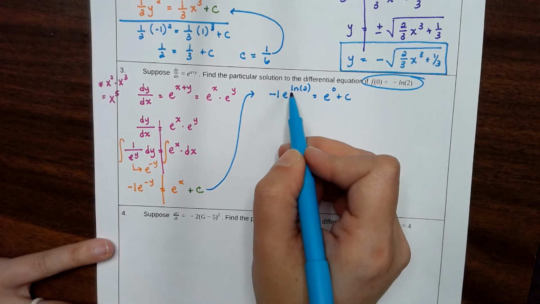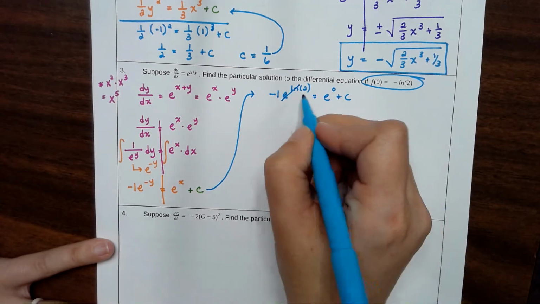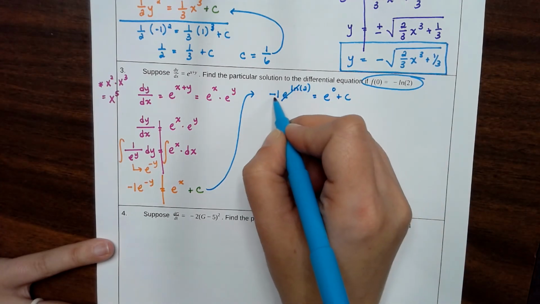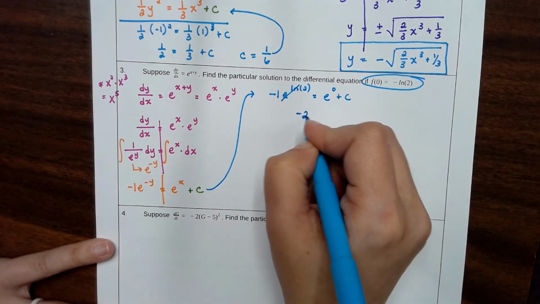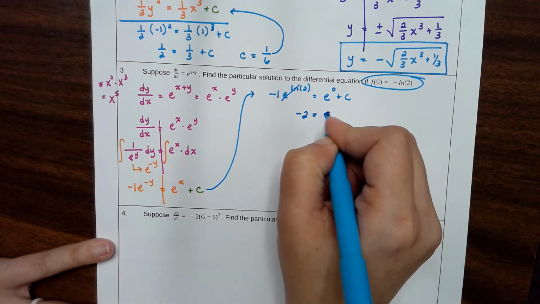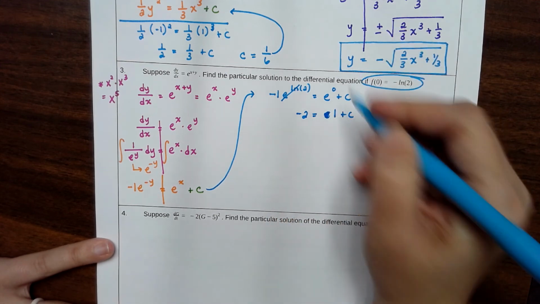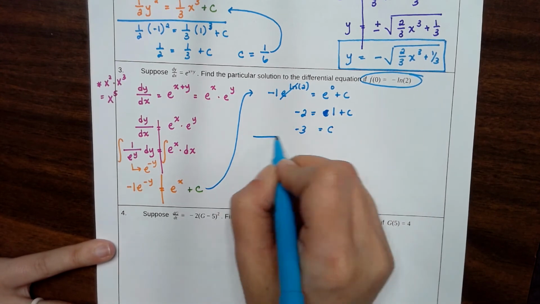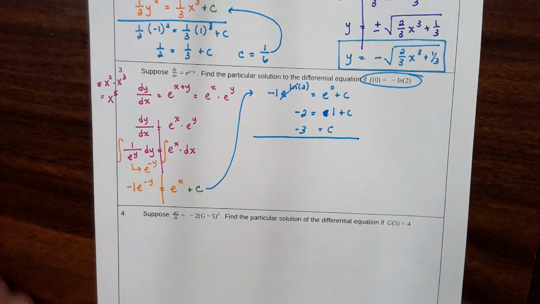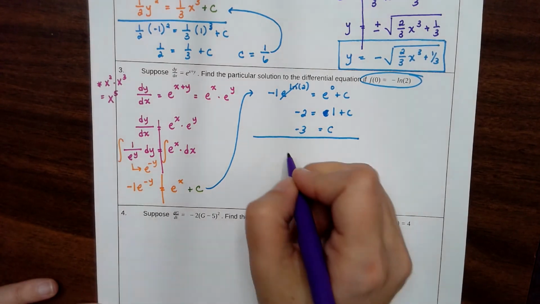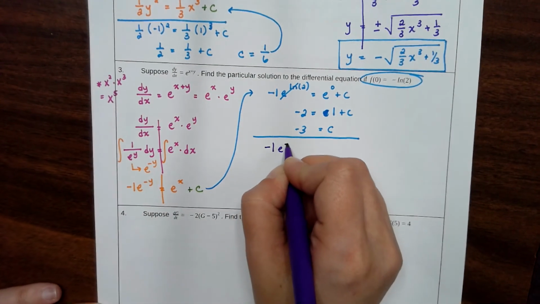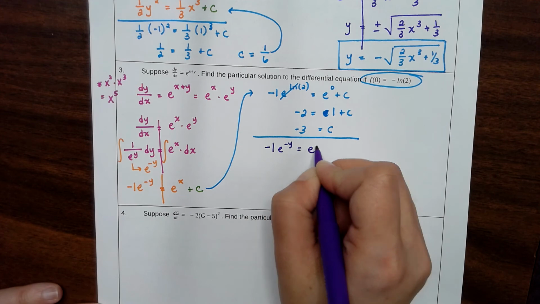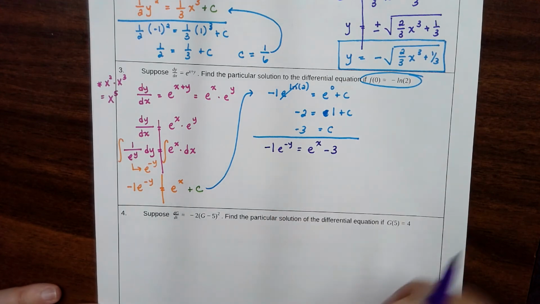E's and natural logs are inverse operations. So this is just going to be a 2, which means -1 times 2 is -2. E to the 0 is just 1, plus c. So c would have to be -3. Now I'm going to take that -3 and put it in to make my final equation. So I would have -1 e to the -y equals e to the x minus 3.